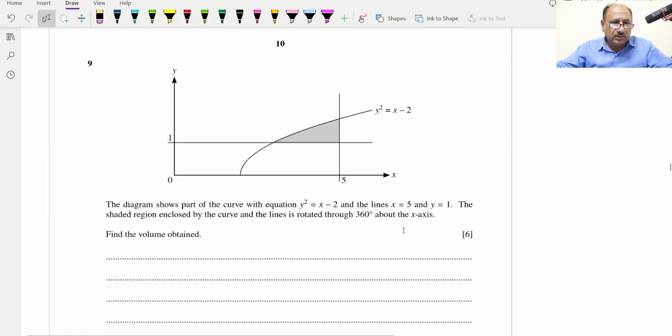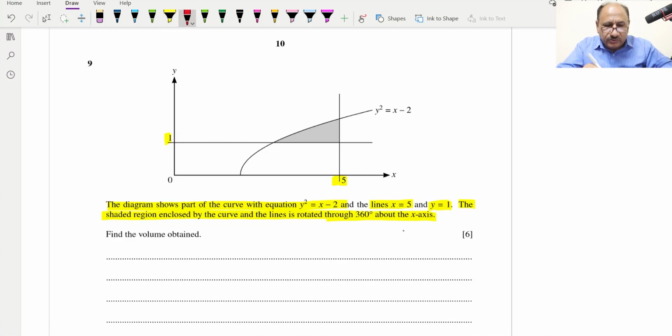Now question number 9, diagram is provided. The diagram shows part of the curve with this equation, and the line x is equal to 5, x is equal to 5 is this, and y is equal to 1, y is equal to 1 is this. The shaded region enclosed by the curve and the lines is rotated through 360 degrees about the x-axis. So this shaded region is rotated, and we can understand these points.